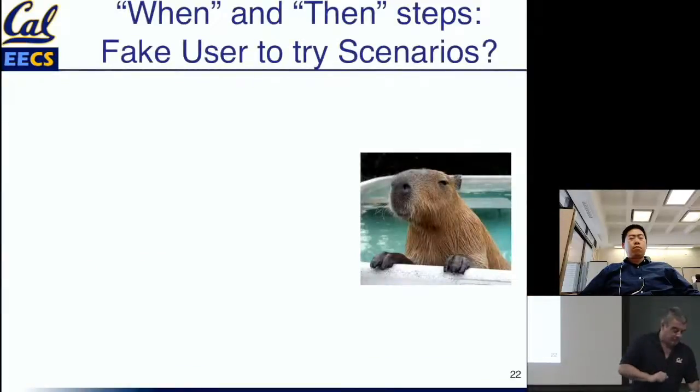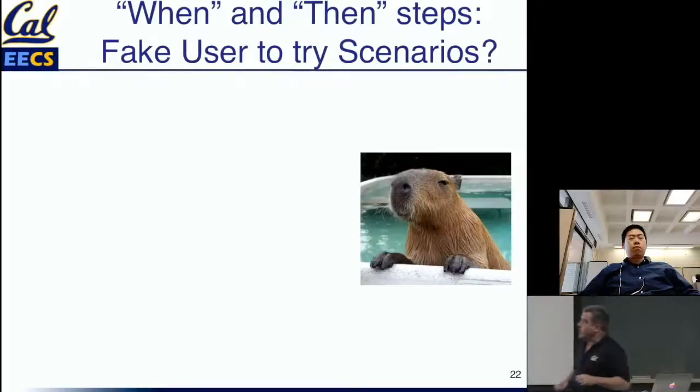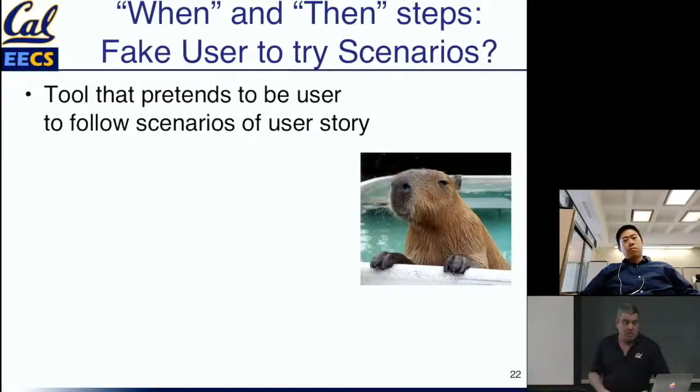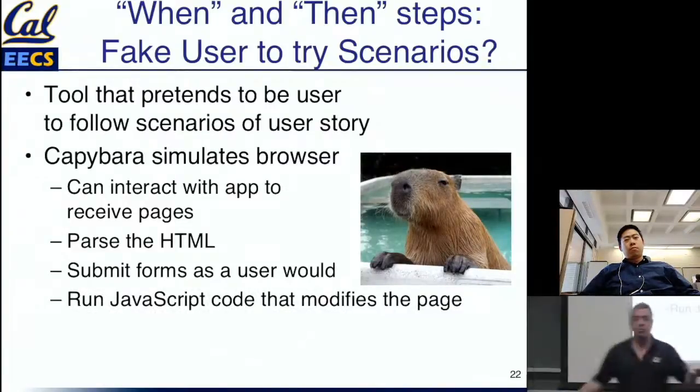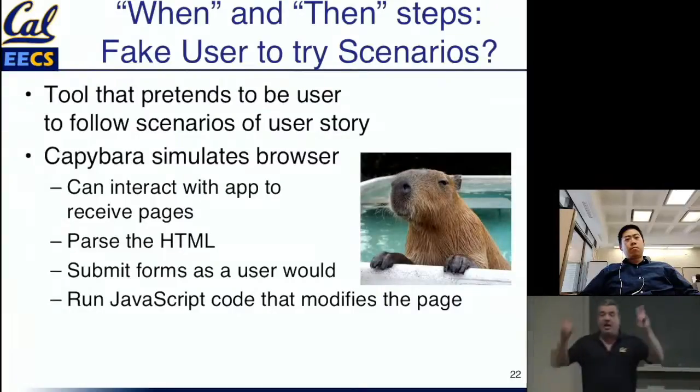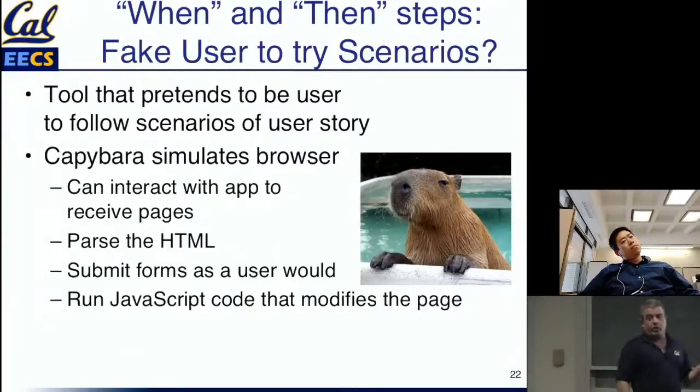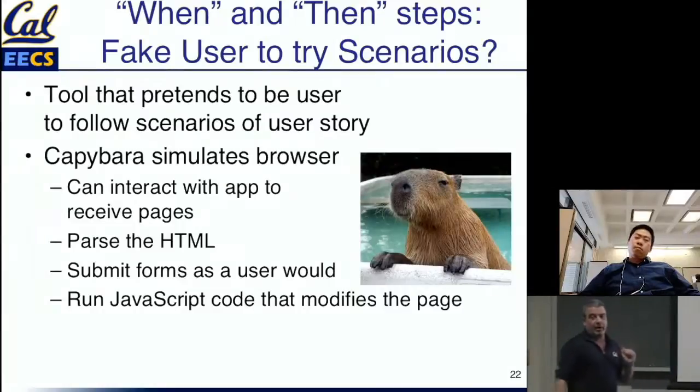And in particular, really in all kinds of steps, but in the when and then steps, what we really need is something that interacts with the app the way that a user would through something like a browser. We can say that it sort of pretends to be a user and steps through the scenario. And Capybara is that tool. Capybara is super, super awesome. And in fact, most of the heavy lifting of tests that you write with Cucumber is really done by Capybara.